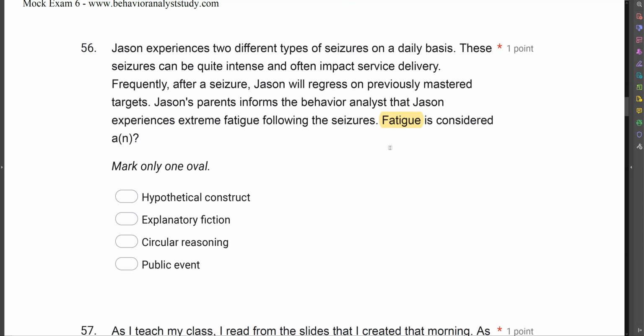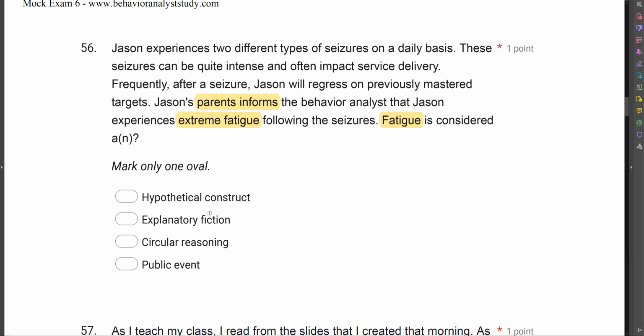And so when we talk about these states of being, fatigue is this state of being. What are we referring to here? Well, we're referring to some type of mentalism. Jason's parents say, oh, Jason experiences extreme fatigue. Now, you've got to be careful when dealing with mentalisms. If we look at this, it's either going to be a hypothetical construct or an explanatory fiction.